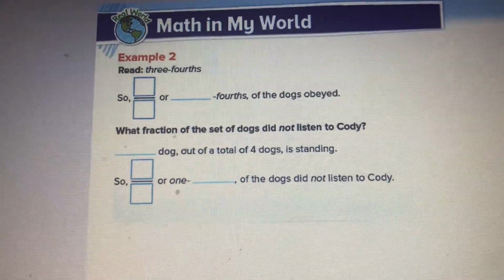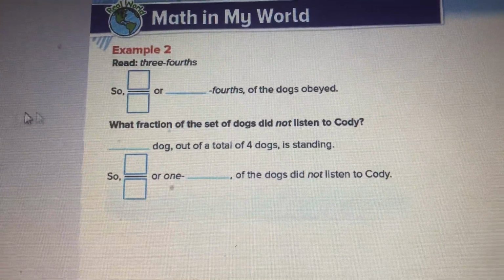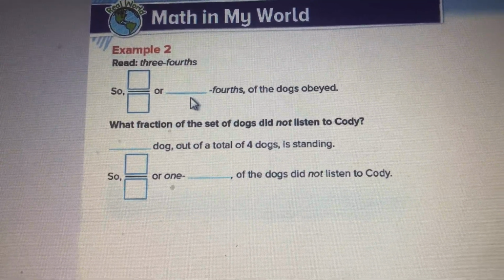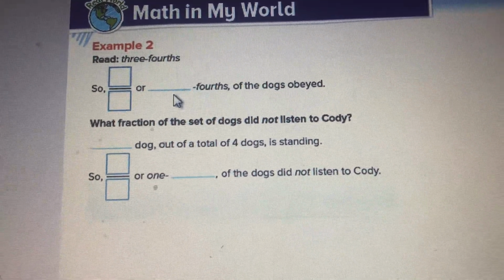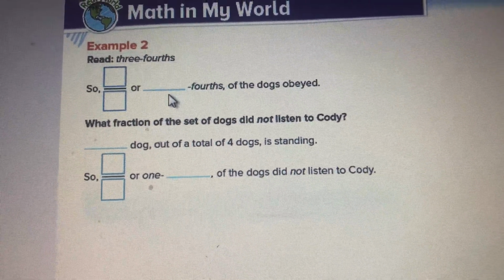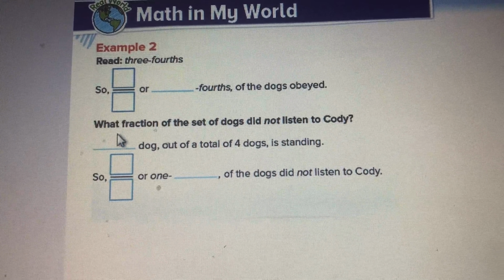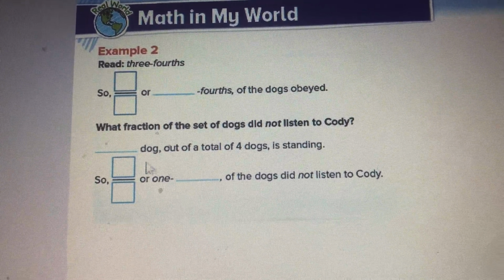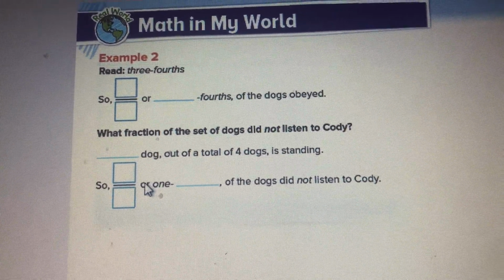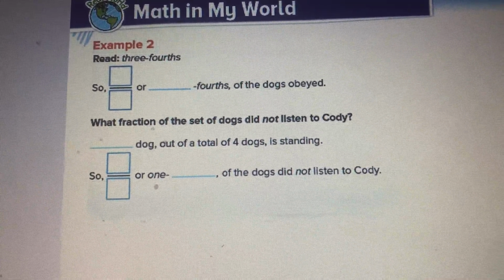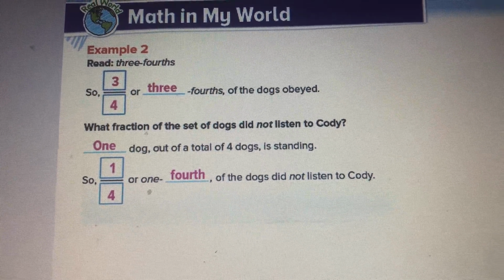When we read 3/4, we could say 3/4, or we'd write in words: three-fourths of the dogs obeyed. What fraction of the set of dogs did not listen to Cody? Well, 1 dog out of a total of 4 is standing, so we'd write 1/4 of the dogs did not listen to Cody. I'll give you a second to write that. Let me show you what it looks like. Go ahead and write that down.